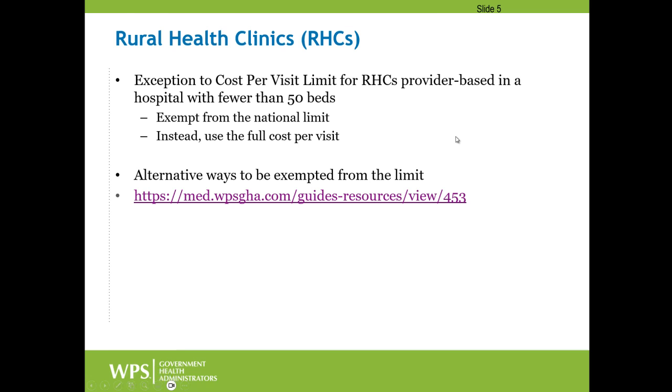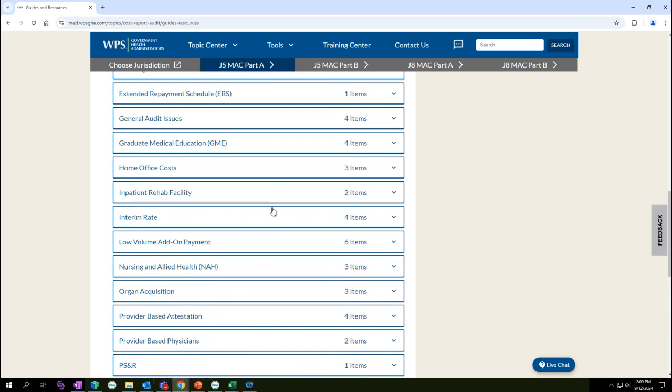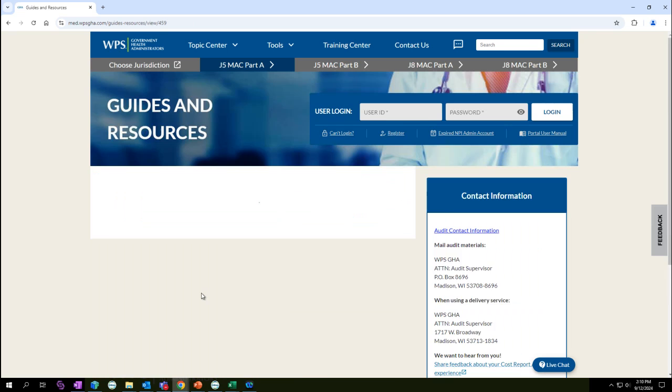So, as I said, there is an exception. There's ability, as I said earlier, to get an exception from the productivity standard itself, the RHC productivity standard. You just need to submit the documentation, and let me show you that here. That would be found on our WPS website. Of course, the audit section, and specifically the RHC or Rural Health Clinic section. We have two different articles we're going to talk about here. This one in particular is the productivity standards exception.